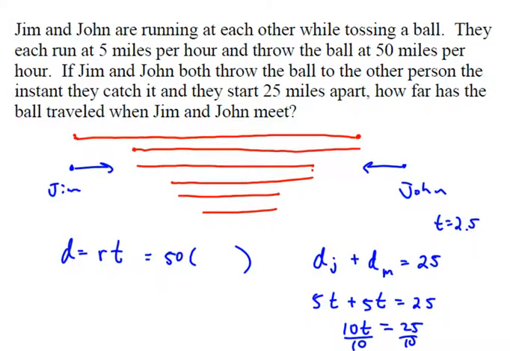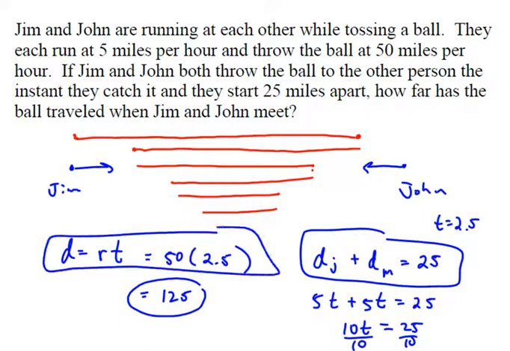The ball is being thrown for 2.5 hours, so all we need to do is substitute in for T, 2.5, and we get that the distance the ball travels is 125 miles. Seemed like a very complicated problem that was made much easier by thinking about distance equals rate times time for both situations, the people running and the ball running, and then the key creative way to solve was to recognize that the time of the people is the same as the time of the ball.